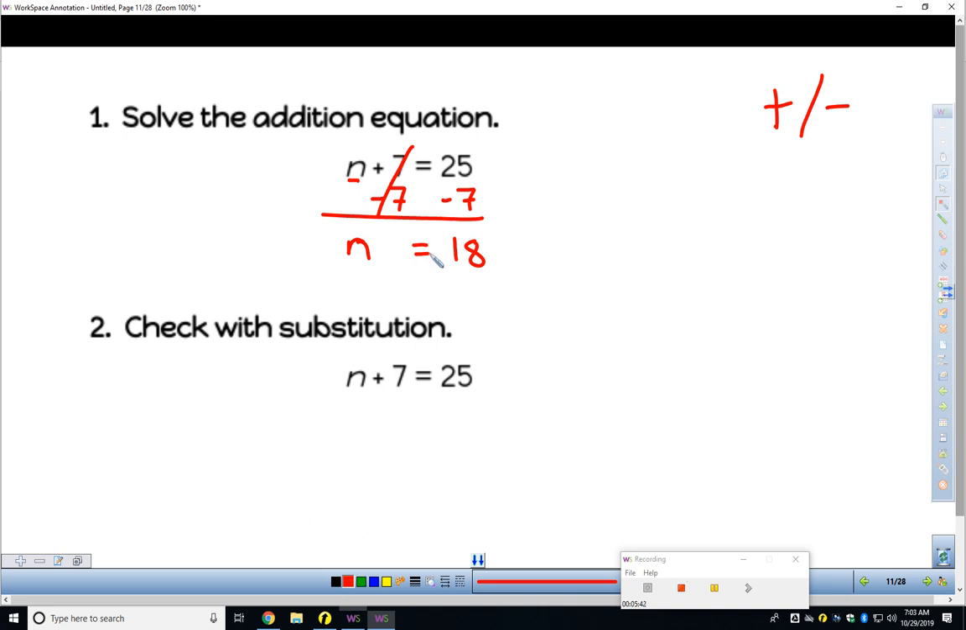Why don't you check with substitution, right? So I would substitute in my value for n. Is that a true statement? Yes, 18 plus 7 is 25, so n in this situation equals 18.